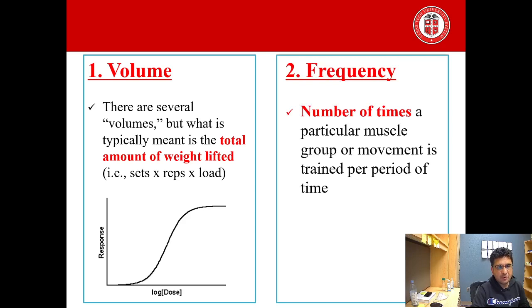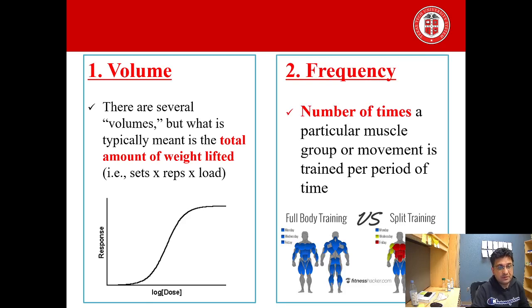Once we talk about volume, it was very clear that it's sets, reps, and loads. And if we talk about frequency, it's the number of times a particular muscle is trained. These are some of the options. You can do full body training on 3 weekdays, or you can split it as far as upper body, lower body, back, or abdominal muscles are concerned. So that depends upon your specific goal, and this can be manipulated using volume.